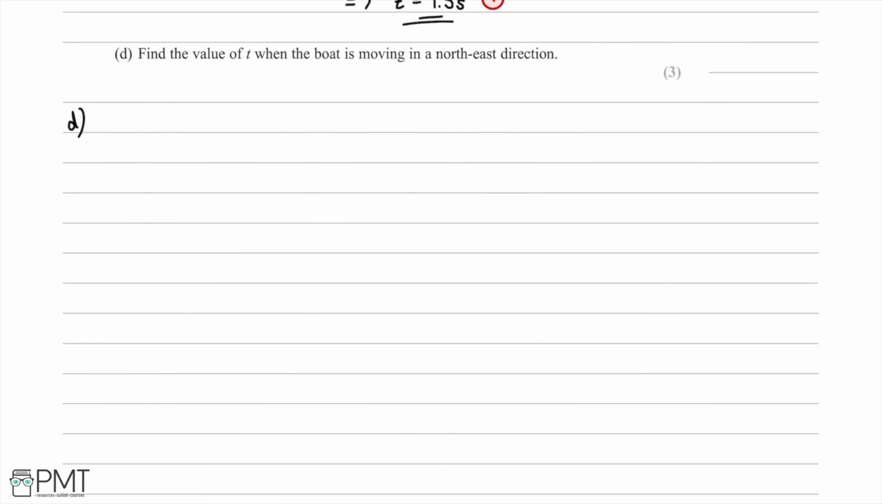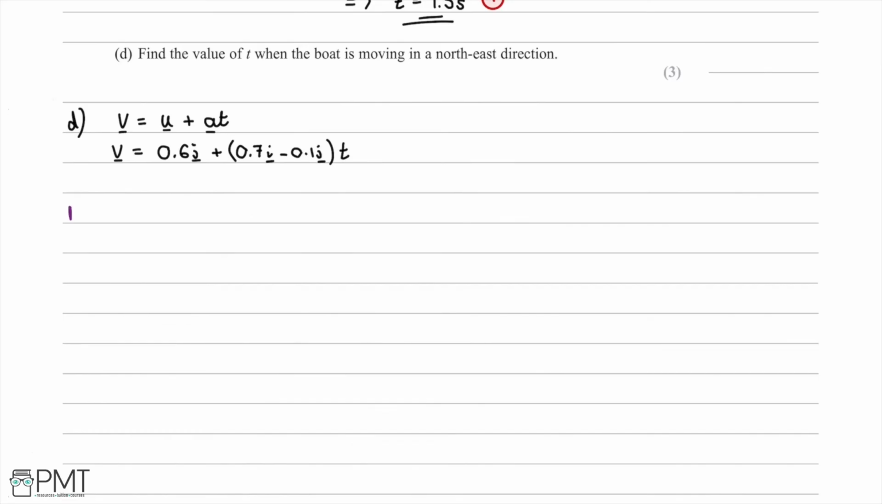In part D of this question, we're asked to find the value of t when the boat is moving in the northeast direction. So this is similar to part C, and what we want to do is equate the i and j components of the equation for velocity. So we know that the velocity is going to be equal to u plus at, and we know this equation from earlier on, so the velocity is going to be equal to 0.6j plus (0.7i minus 0.1j), and that's all multiplied by t.